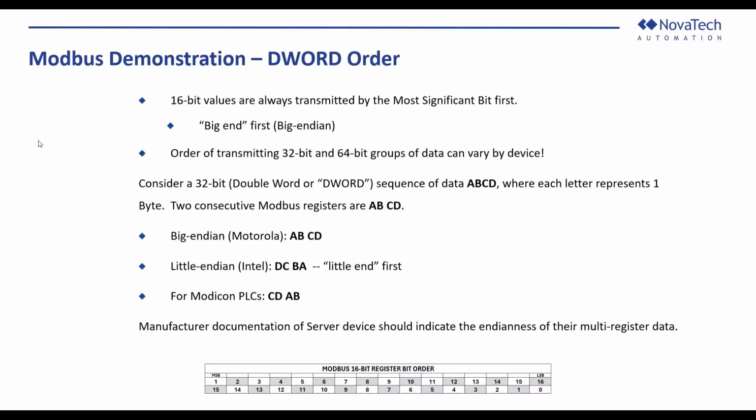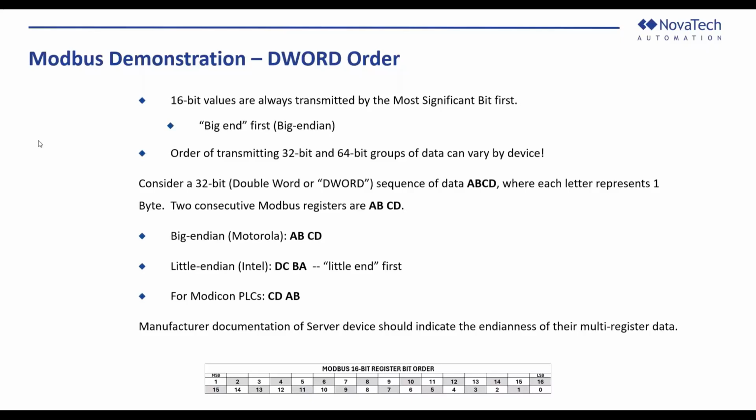Certainly, if you get the big endian and little endian mixed up, your data will not make sense. And then least common of the three, in the case of Modicon PLCs, they did that byte ordering even differently. They did C, D, A, B. And I add the note here that manufacturer documentation should indicate the endianness. And I hate to say that may be wishful thinking. I've actually struggled to find that information.